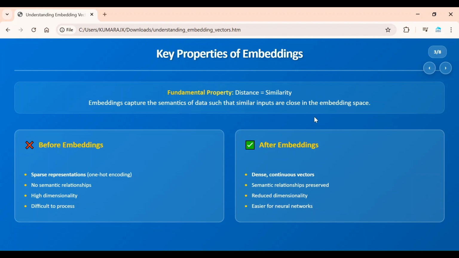So before embeddings, we have the sparse representation. You can think of it as one-hot encoding, if you have learned that, where we represent a word with a vector having all of the entries as zero except one. Now there is no semantic relationship between the data that we have using this sparse representation. It has high dimensionality and it's very difficult to understand.